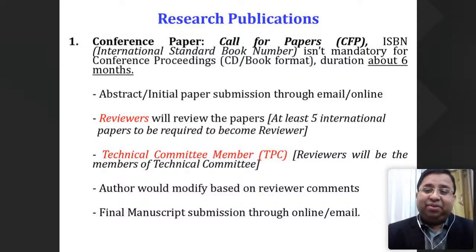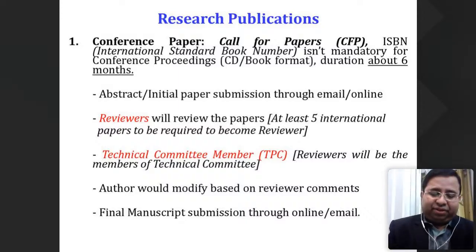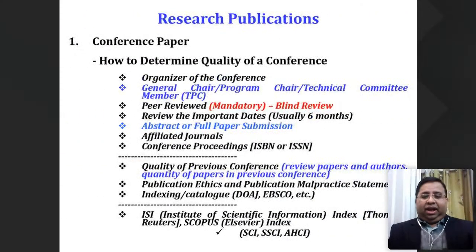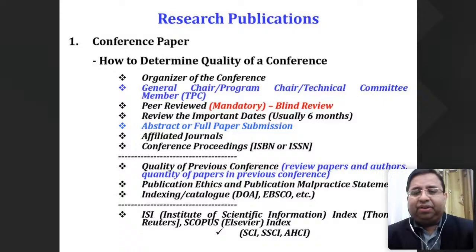This is more or less about the conference, how we can submit the paper, how we can select the conference. I can remind you the very important discussion is how you can select the conference. So you have to know how you can determine the quality of the conference. Basically, this is our main discussion, to think about the quality of the conference.